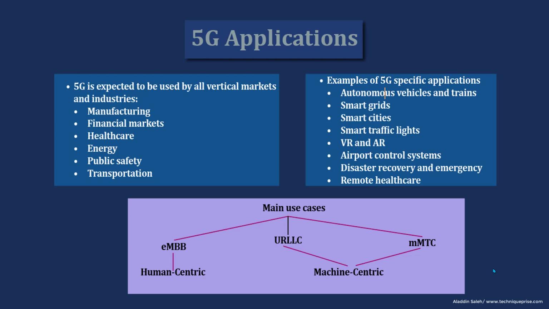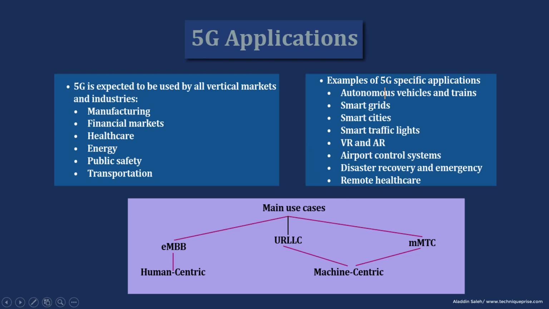5G applications. As we've seen already in this course, 5G has the capability to support fundamentally new consumer applications, vertical industries, and new emerging business models in this information and communication technology. 5G is expected to be used by various industry vertical sectors. To name some, we have manufacturing, financial markets, healthcare, energy, public safety, and transportation. Some examples of 5G specific applications include autonomous vehicles and trains, smart grids, smart cities, sports stadiums, virtual reality and augmented reality, airport control systems, disaster recovery and emergency, and remote healthcare.